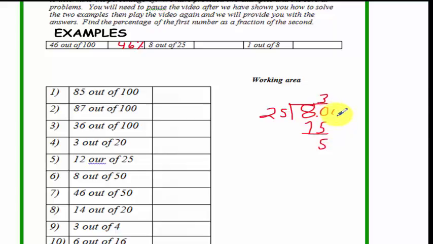Bring down another 0 because we can't divide 25 into 5. How many times does 25 go into 50? 2 times. 2 times 25 is 50. Draw your line. Now, we are done, except here's your decimal point. Remember, you must always, always, always move it 2 places to the right. So our answer up here is going to be 32%.